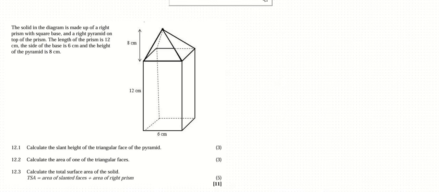The length of the prism is 12 centimeters. That's the length here. It's 12 centimeters. The length of the prism is from here to here. And the side of the base is 6 centimeters. That's the 6 centimeters. And the height of the pyramid is 8 centimeters.